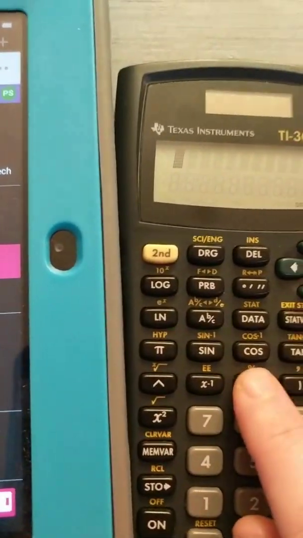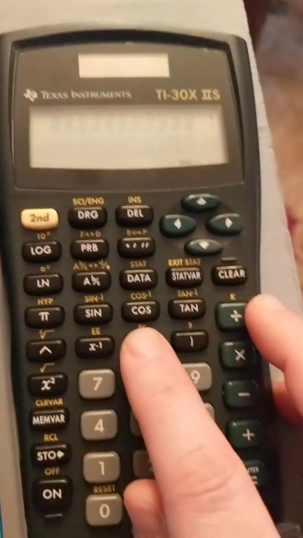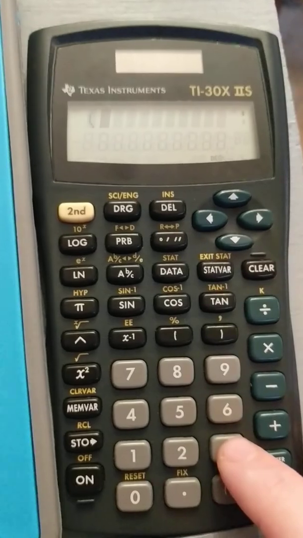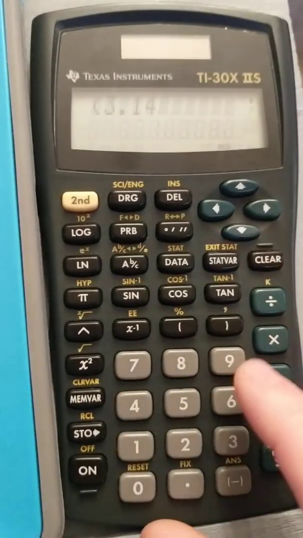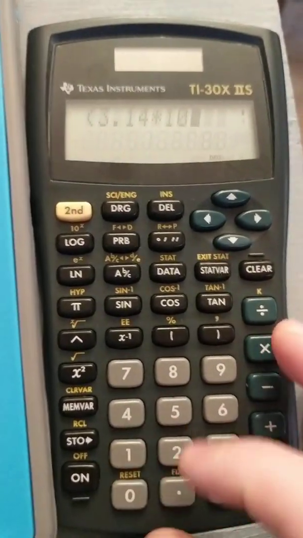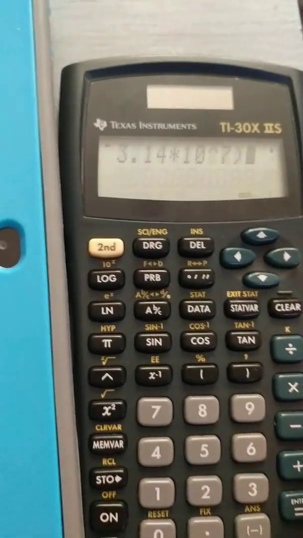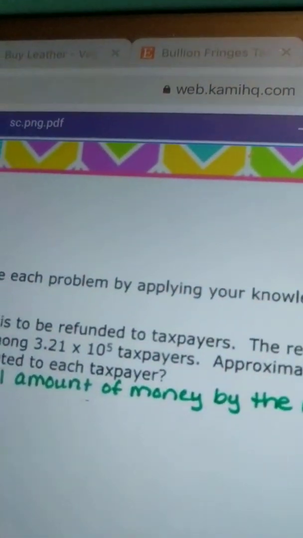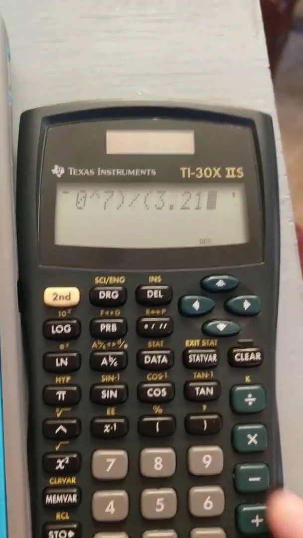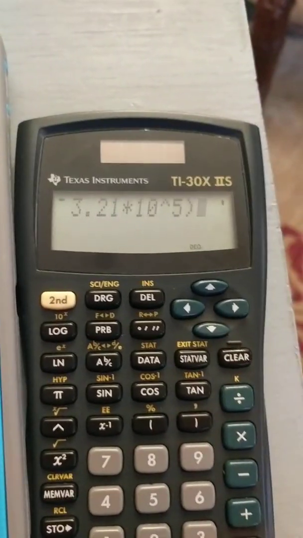Okay, so now we're going to put in our numbers. So we had 3.14 times 10 raised to the 7th. Remember, make sure you put that in parentheses, or otherwise your calculator won't work right. It'll give you one of those scientific errors or something. Times 10, and I'm going to raise that to the 7th. Okay, now it was divide, so we're going to hit divided by. Put our second parentheses and put this 3.21 times 10 to the 5th. So 3.21 times 10 raised to the 5th power, and hit enter.